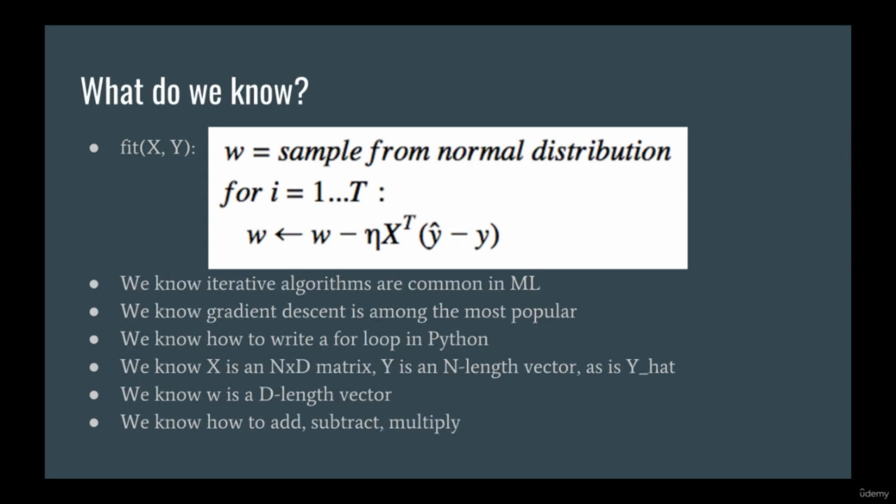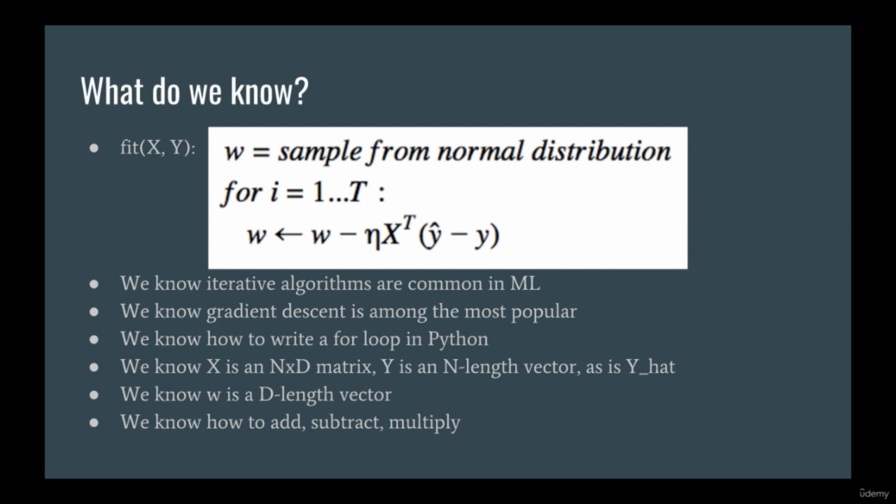You know that iterative algorithms are common in machine learning, and that gradient descent is among the most common. You could probably infer that this is some form of gradient descent, but you don't need to know what it is in order to write it in code. What else do we know? You know what a for loop is, and you know how to write one in Python.